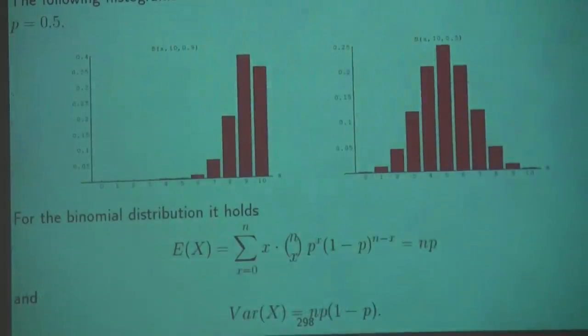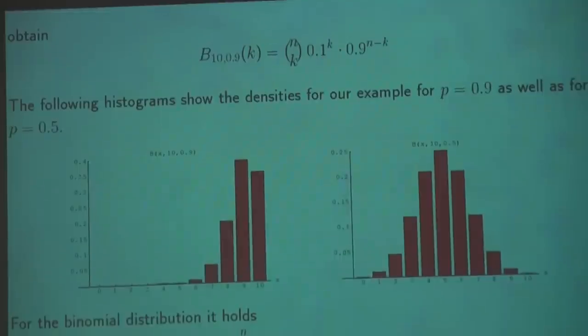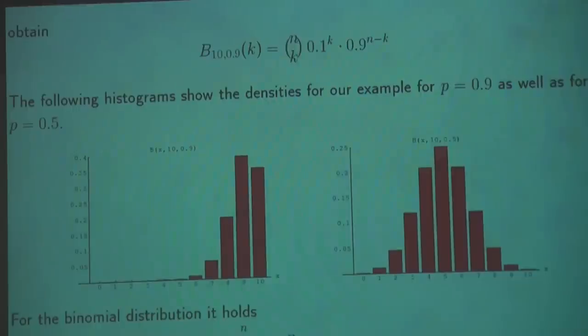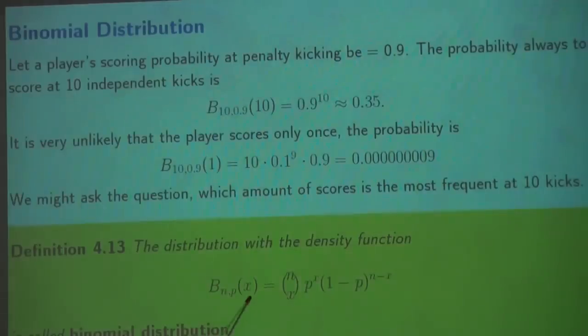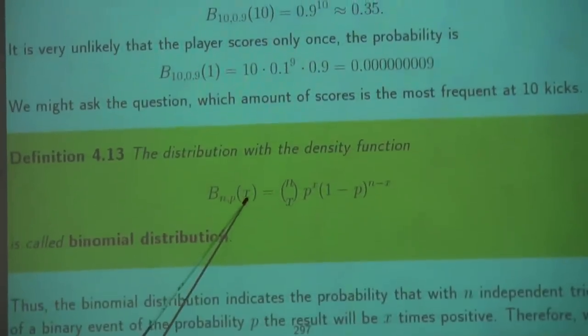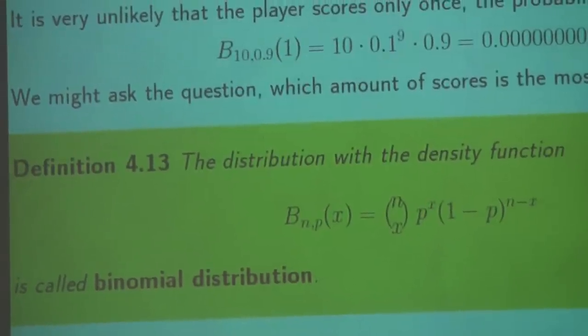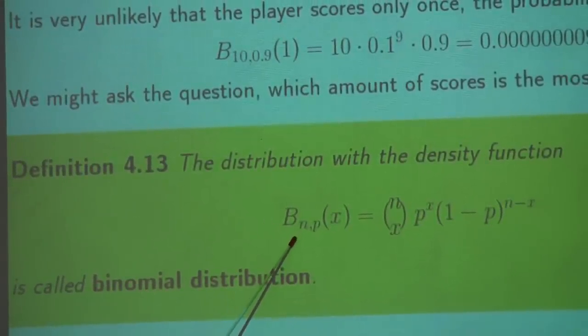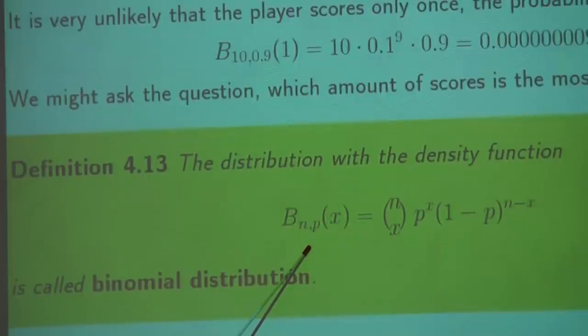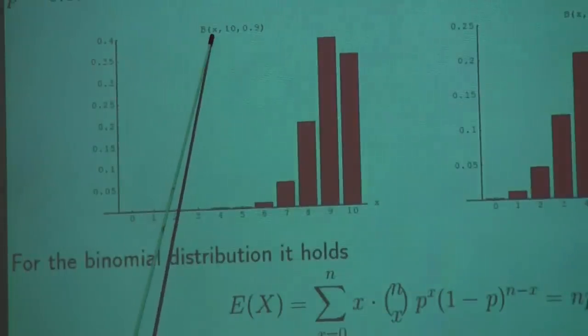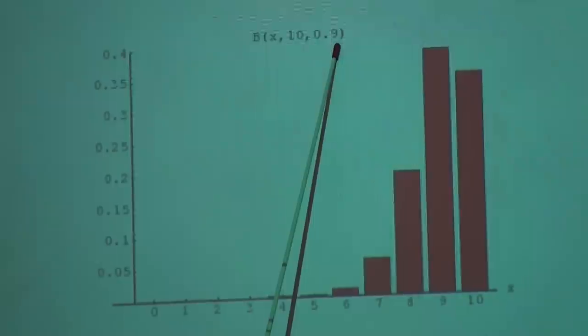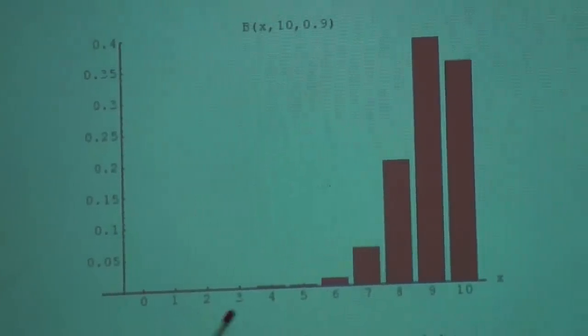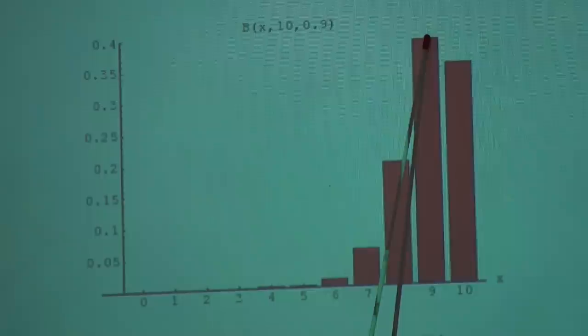Now we can look at graphs of this binomial distribution. So this argument is x. The binomial distribution has one argument, which is x, and 2 parameters. The first parameter is the number of kicks I do, and p is the probability for each one kick to be successful. And now in this graph, here we have P of X, 10 kicks, probability 0.9. And this is our density function. So you see the maximum is at 9.